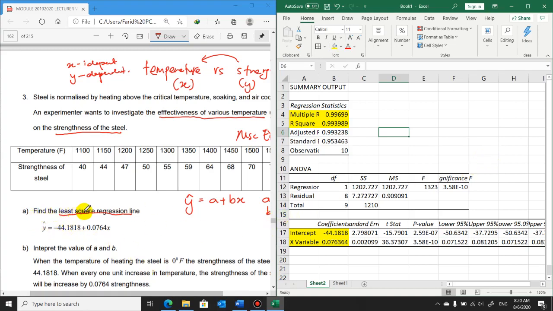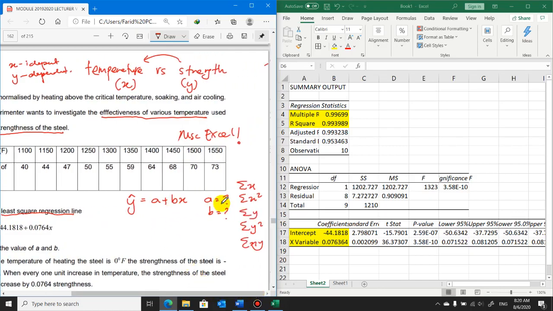So A, find the least square regression line. So dekat sini macam back towards study. So kalau you tak nak pakai Excel, you kena kira satu, sigma X, sigma X square, sigma Y square, sigma XY. Okay, kalau you nak pakai this Excel, simple. Okay, so you tengok bahagian sini, intercept negative 44. X variable is this one. So X variable maksud dia variable untuk X.